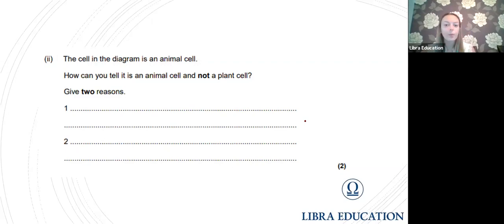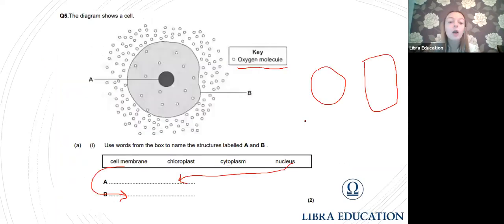So in this question, what we're looking for is basically asking you, do you know the difference between an animal and a plant cell? And yes, hopefully you do. We've already discussed how a plant cell should have things that an animal cell doesn't have, such as a vacuole, a cell wall, and chloroplasts. That's 3 reasons I've given you there, so you can break that down and choose 2 of those.